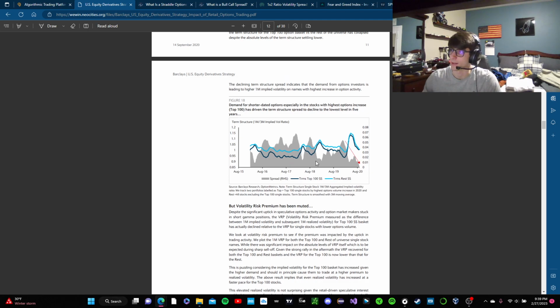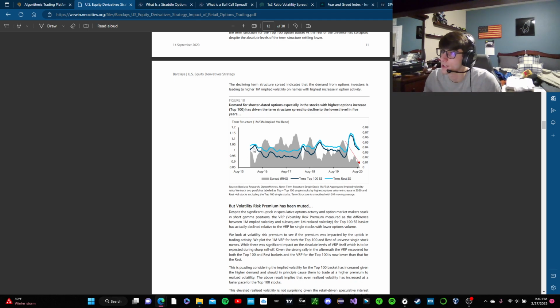Figure 18. We're going to look at this here. Demand for shorter dated options, specifically in stocks with the highest option increase, top 100, has driven the term structure spread to decline to the lowest level in 5 years. Basically, I'm going to explain some more. Rest single stocks, top single stocks, and the spread. These things are close together. The volatility risk premium and the spread of this are very close together, and that is not typical.